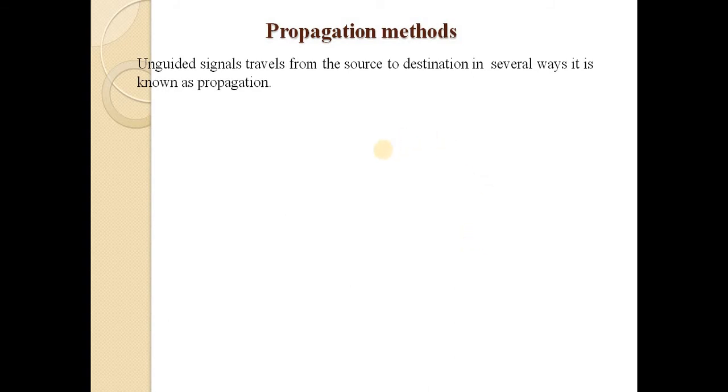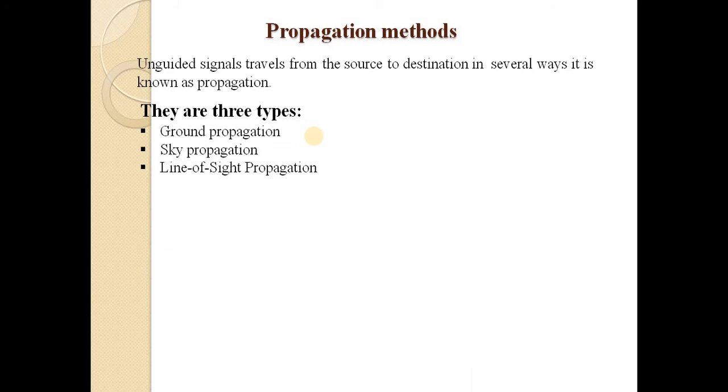Unguided signals travel from source to destination in several ways. It is known as propagation. It travels from source to destination in several ways or through various parts of the atmosphere, which is called a propagation method. There are three types of propagation method. First is ground propagation, second is sky propagation, and third is line of sight propagation.